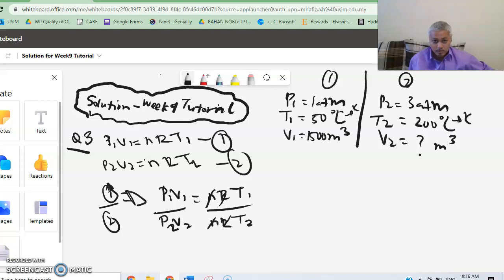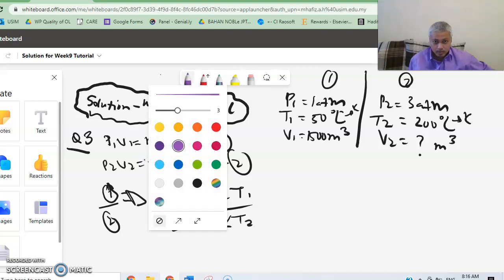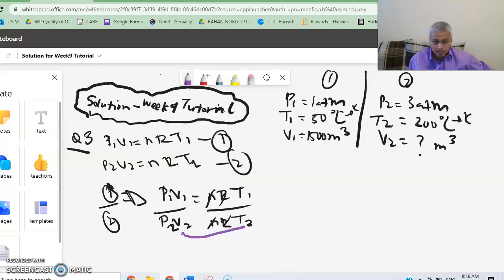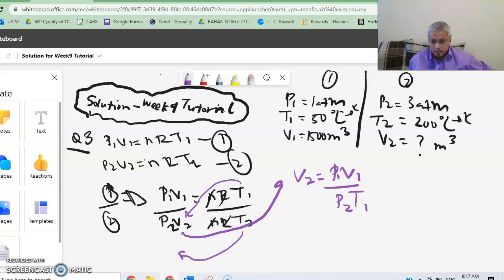Okay, convert to Kelvin. So if we rearrange this equation, that means we need to find V2, right? So V2 we are going to bring to the other side. Okay, let me change the color. We have to bring V2 to the other side, and then T1 to this side, T2 to this side. So what we will have here is V2 equals P1 V1 over P2. Okay, here P1 V1 over P2. And T1 bring to this side, so it will become denominator times T2. T2 from denominator, it will become numerator, right? Okay, and then we plug in the value.